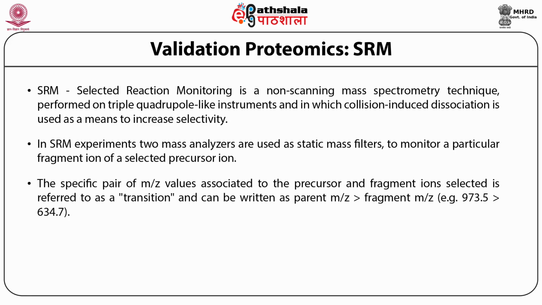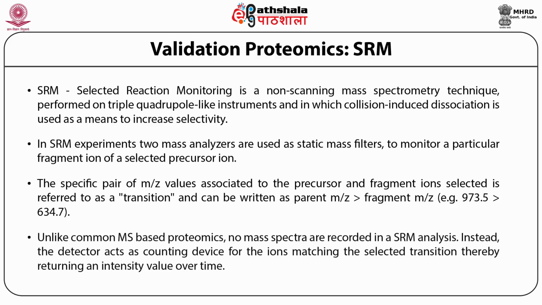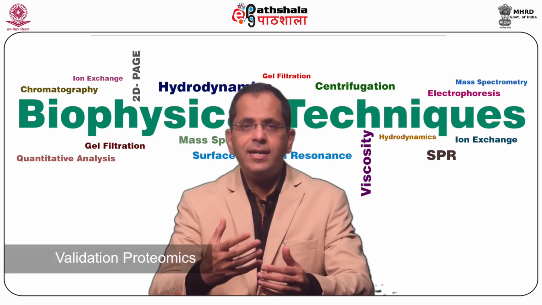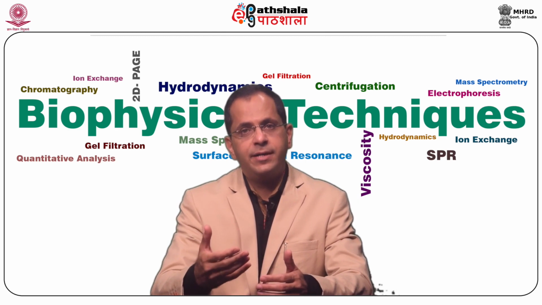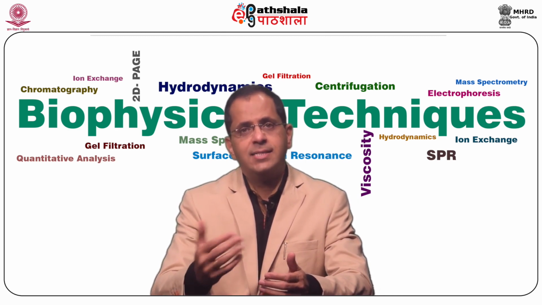The specific pair of mass to charge values associated to the precursor and the fragment ions selected is referred to as the transition and can be written as the parent mass to Z as compared to the fragment mass to Z. Unlike common mass spectrometric based proteomics, no mass spectra are recorded in a SRM analysis. Instead, the detector acts as a counting device for the ions matching the selected transition, thereby returning an intensity value over time.